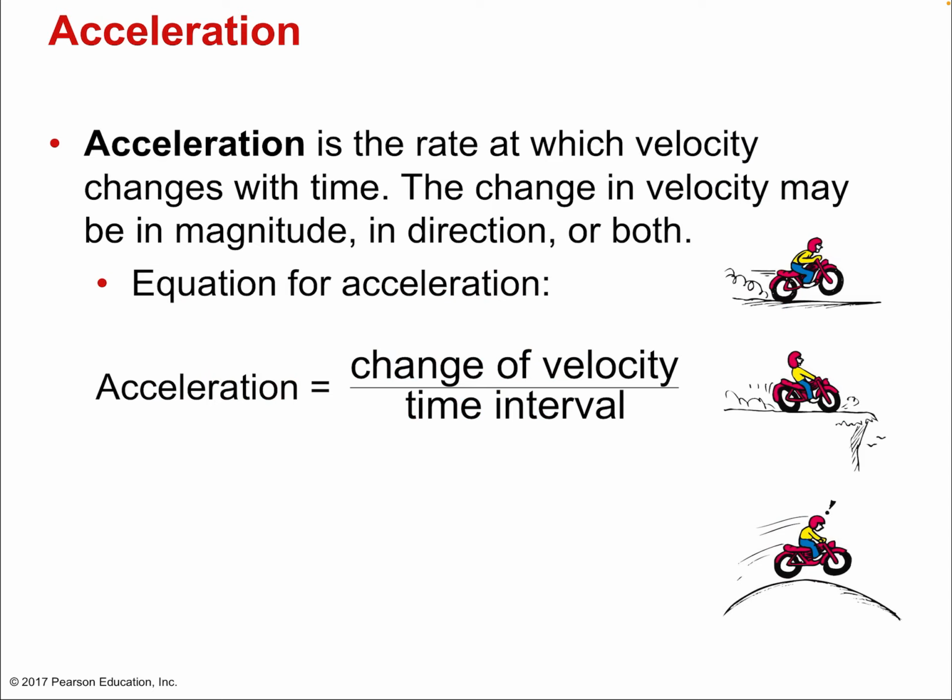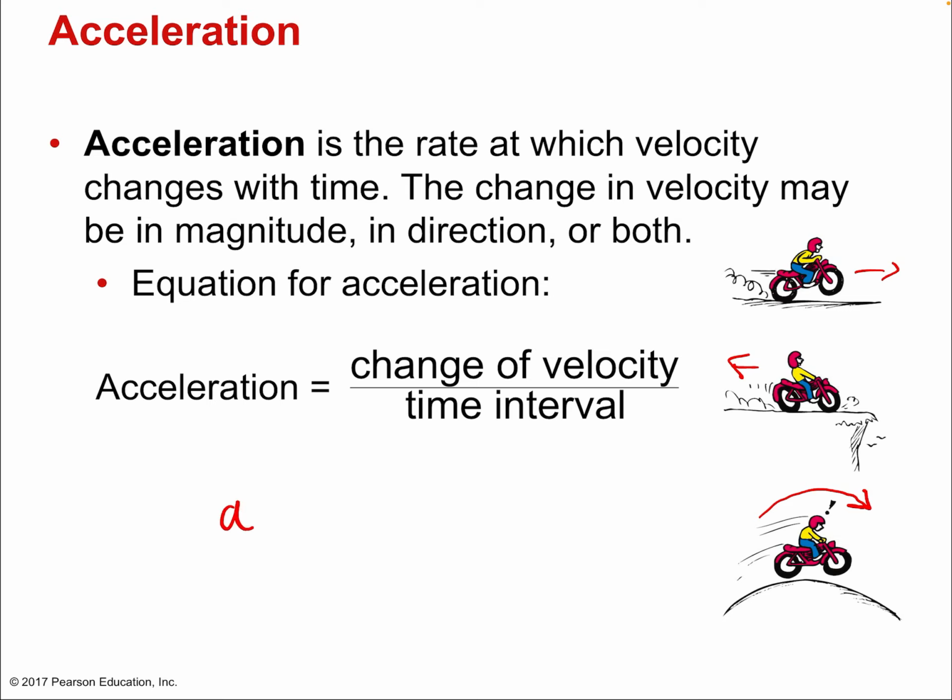All right, so the change in velocity may be in magnitude, in direction, or both. You could be turning and slowing down. You could be turning at constant speed. Or you could be going straight and speeding up or slowing down. Those are all forms of acceleration, okay? Speeding up, slowing down, turning are all accelerations. It's a change of velocity over a time interval.